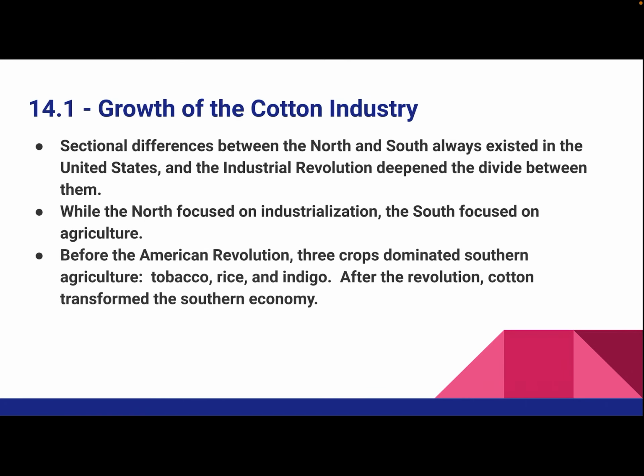So before the American Revolution, remember we talked way back in the fall about the colonies. Tobacco, rice, and indigo were the three big cash crops. We called them cash crops because they made a lot of cash for the people growing them. That's where they were getting their money. But after the American Revolution, the big crop that transformed the South's economy was cotton. That's why it's called the cotton boom, or King Cotton, because cotton was pretty much the king of crops. It was where people made money.